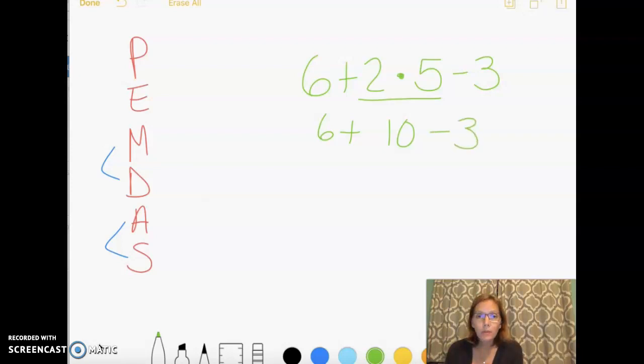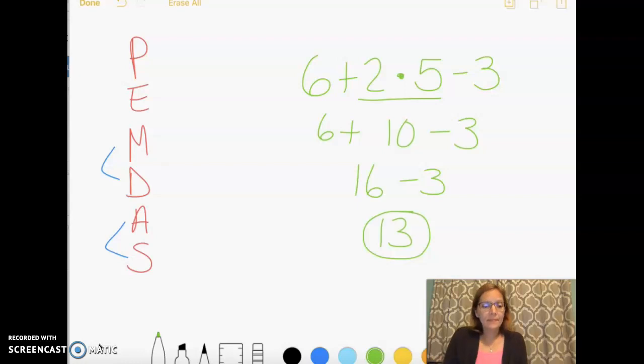So now I'm going to do the addition and subtraction from left to right, as in the order that I get to it. So 6 plus 10 is 16. Bring down the minus 3 because I'm solving it one step at a time. Don't skip steps. You'll make a mistake. And then 16 minus 3 is 13. Okay? Yay. Let's keep going.